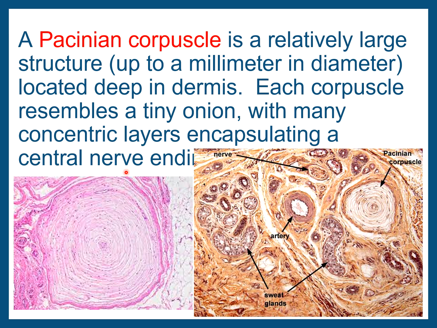If you look at the left, the nerve ending is found right in the middle, and there are many concentric layers that are encapsulating that central nerve ending. It kind of resembles a tiny onion, right? If we look over here on the right, we can see another Pacinian corpuscle here.